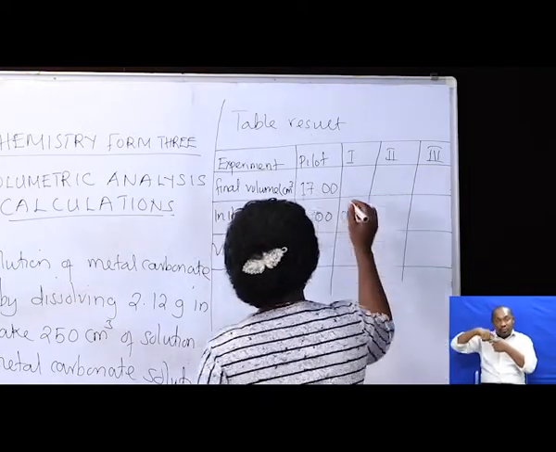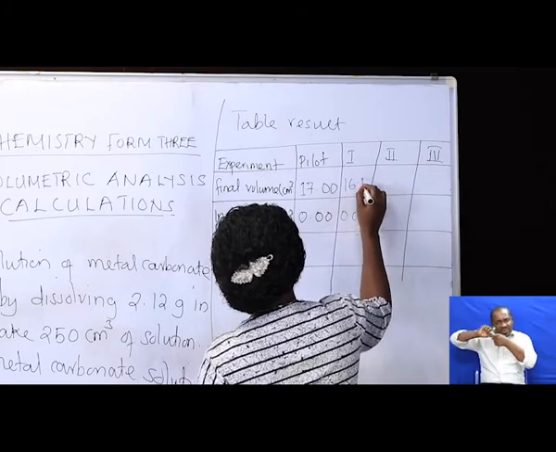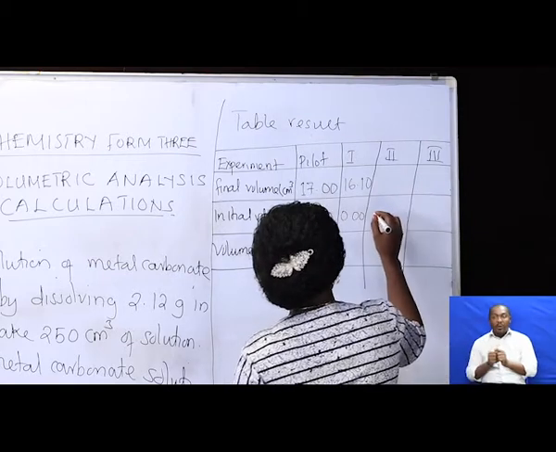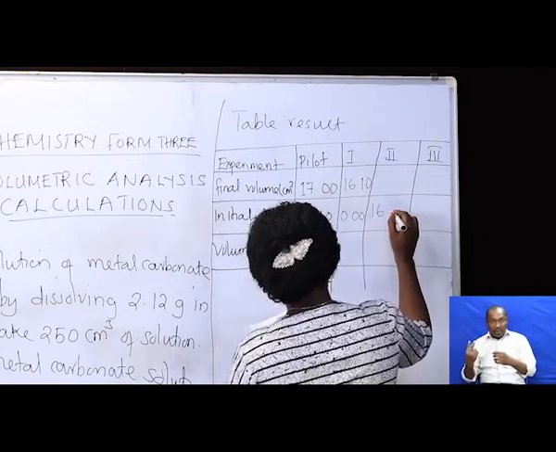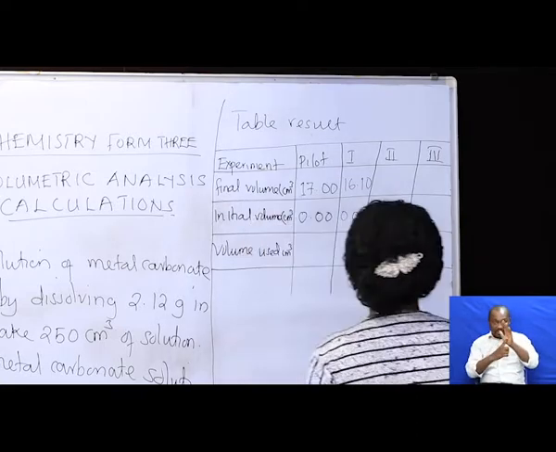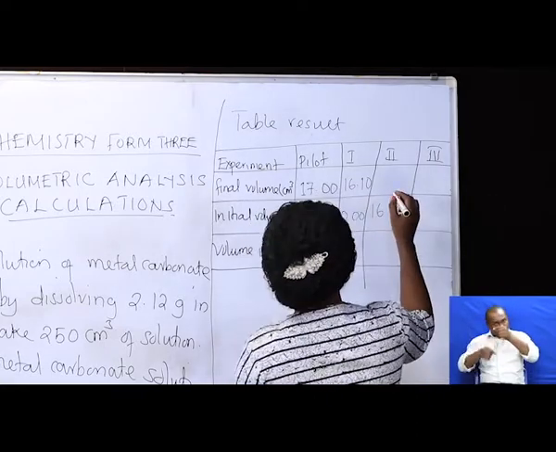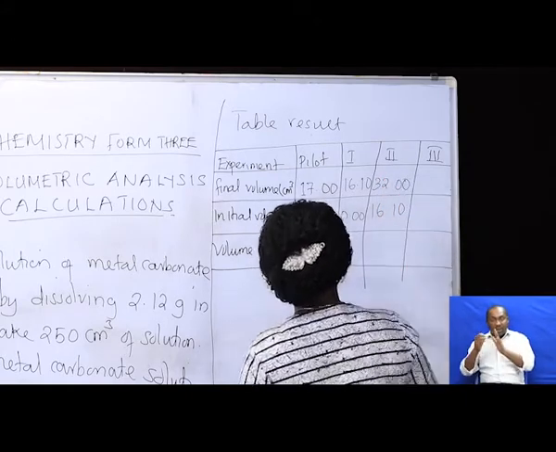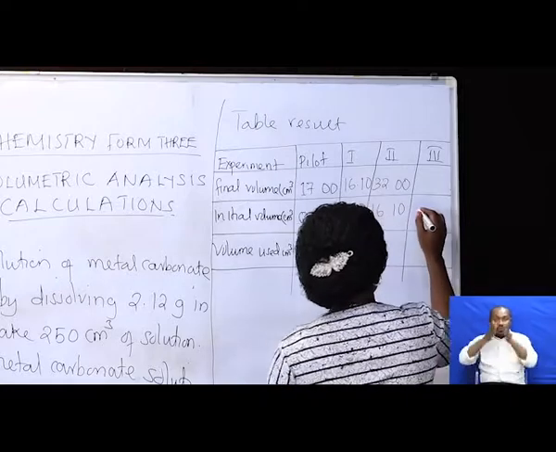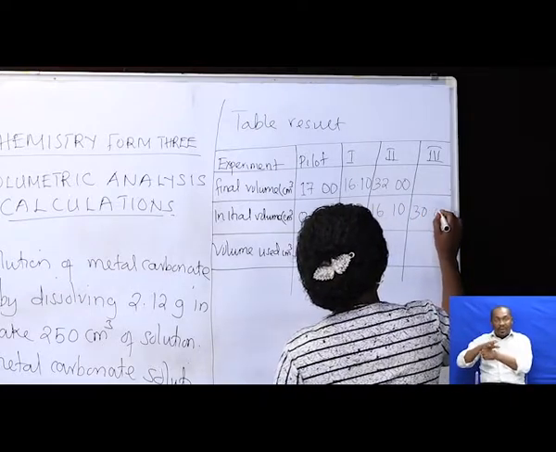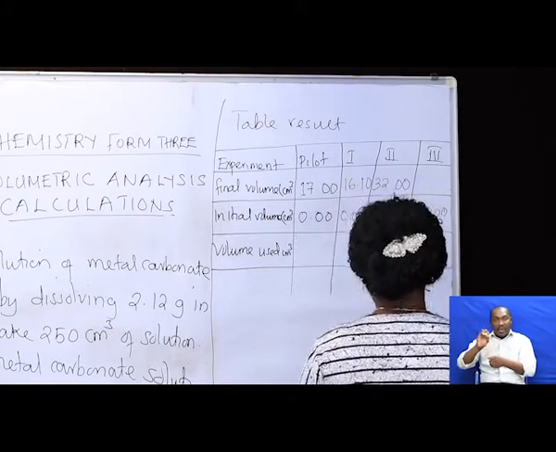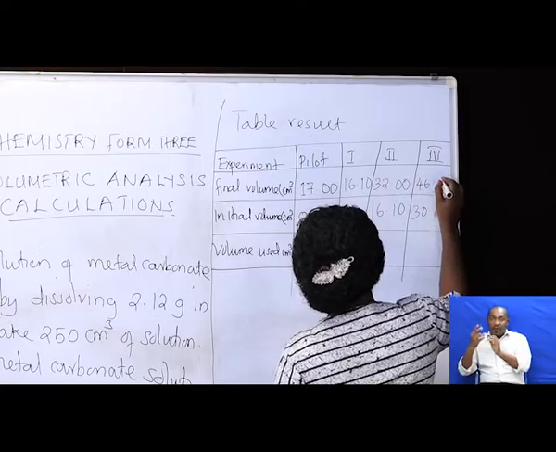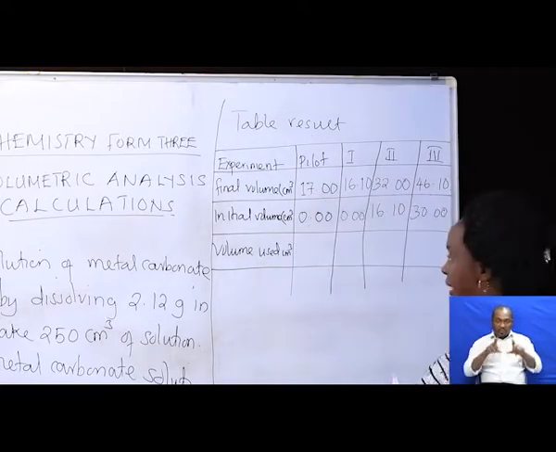They titrated it until the end point was reached, it was 16.1. And then experiment number 2, the initial volume was 16.1. The titration proceeded until the end point was reached, it was 32.00. And then they filled the burette again at 30.00. That was the initial. And then the last experiment, the final volume was 46.1. This is a table of results.